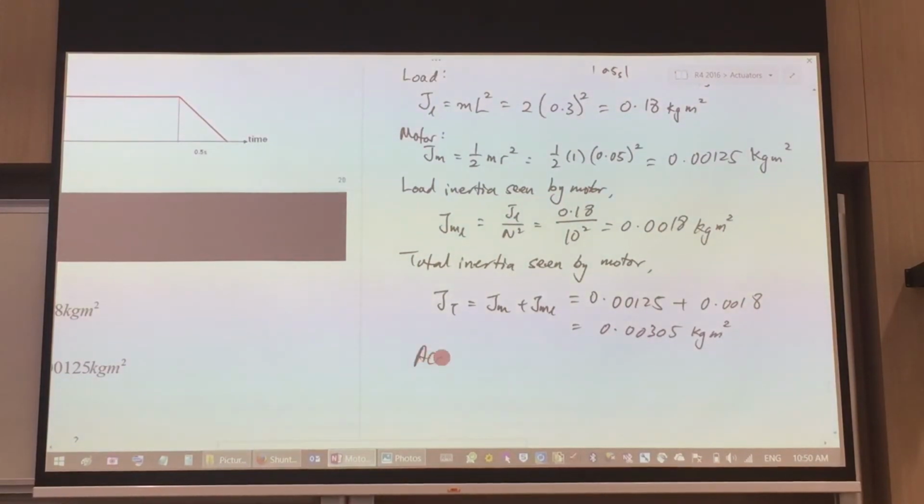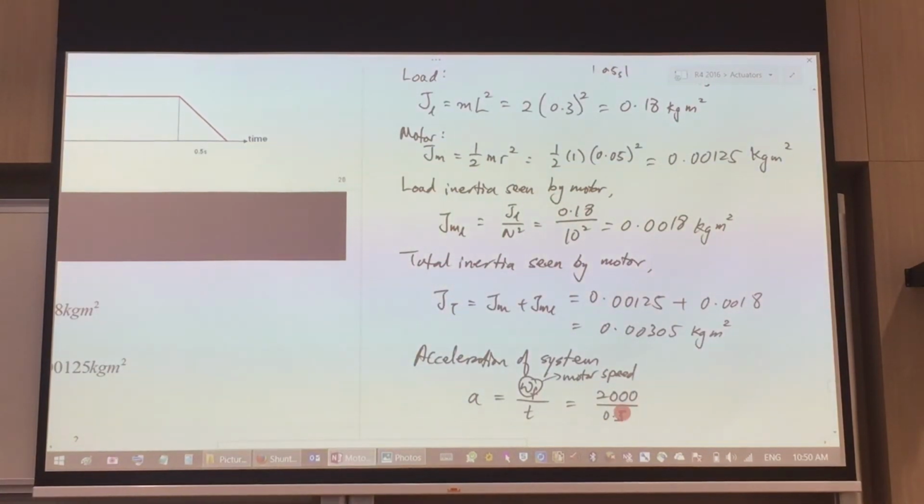So for the acceleration of the system, that is acceleration equal to omega f over t. This omega f is the motor speed. So you have 2,000 RPM divided by the time that's required, that's 0.5 seconds.